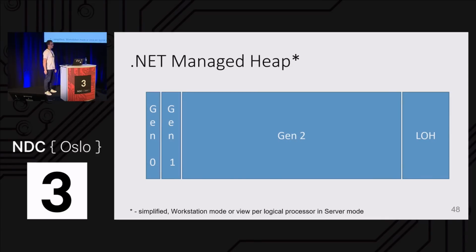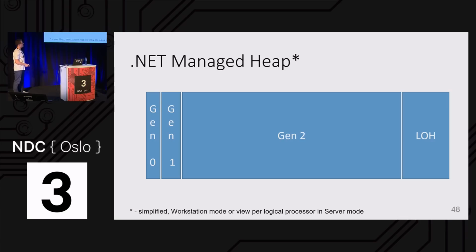Let's take a look at the heap of the managed process. So we have two types of objects, small and large. Anything that is bigger than 85,000 bytes is considered to be a large object. Anything smaller is considered to be small objects. And small objects are allocated on Gen 0. When they survive the first collection, they are being promoted to Gen 1. If they survive another, they are being promoted to Gen 2.